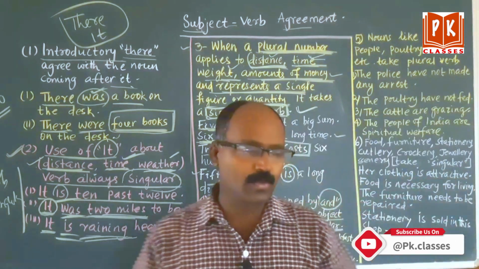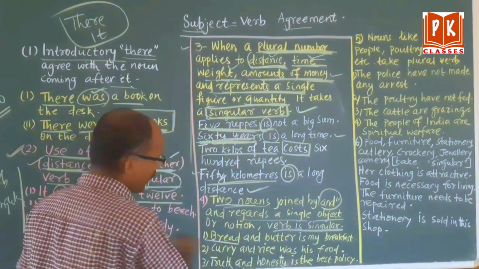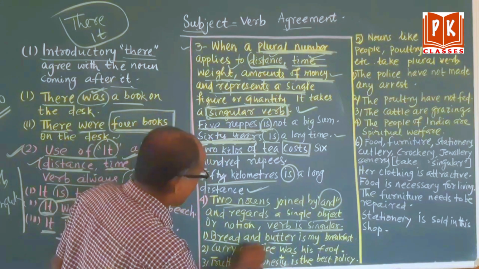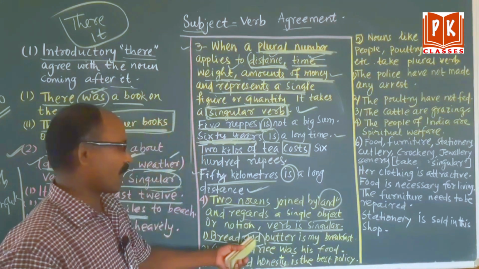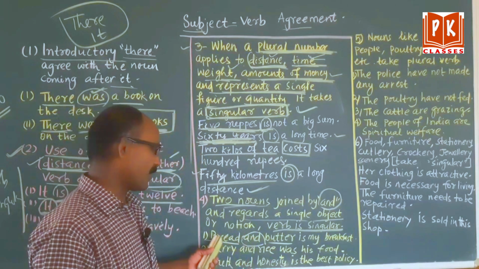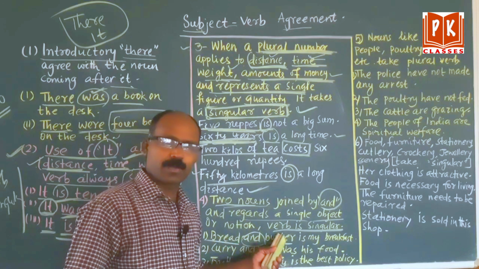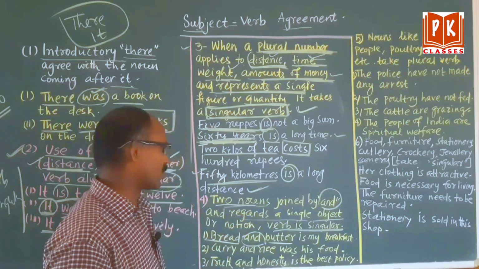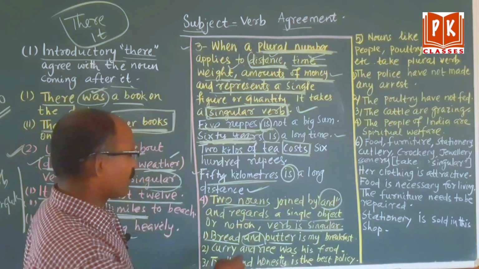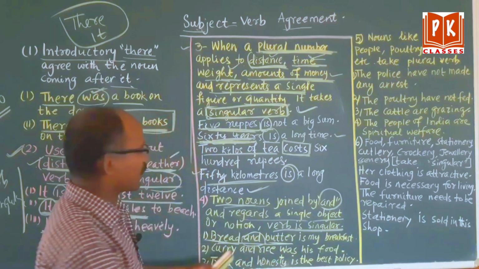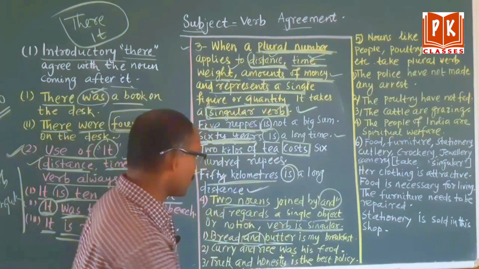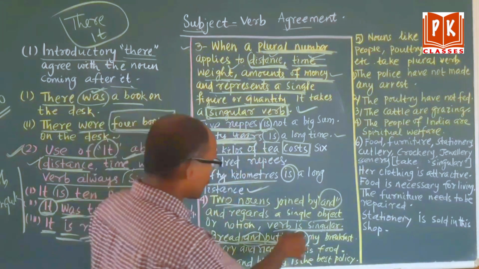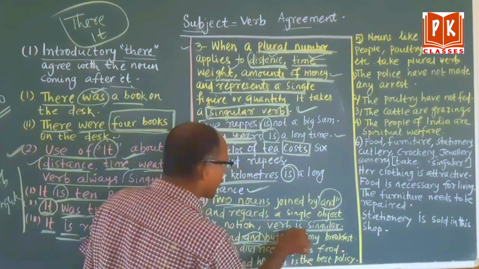How? See how the two nouns. Look, bread, it is one noun. Butter, another noun. Both are joined with the word and. That means you are thinking that bread is a different thing and butter is a different thing. But it gives the same idea, the same notion. That means it is food. Bread and butter, it indicates the food. So, bread and butter is my breakfast. That means here it will be singular.